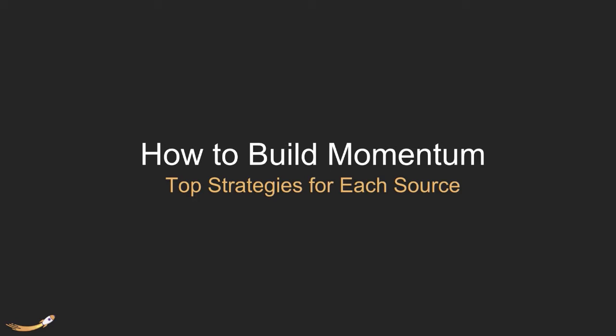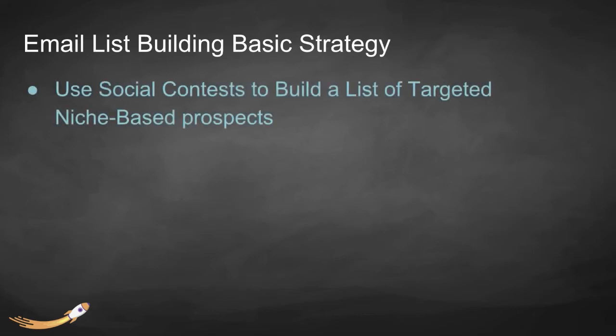All right, so let's go over how to build momentum using each of these sources that I went over in the previous section. So with email list building, I think the best strategy right now, and this may change, is to use a social contest to build a list of targeted niche-based prospects.